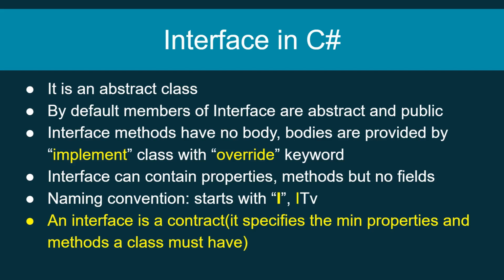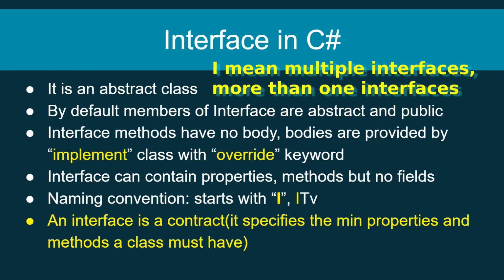An interface is a contract. This is very important: you need to understand that an interface is not like a normal class. It is just a contract. It specifies the minimum properties and methods a class must have. When you implement an interface in a class, that class must have all the properties and methods of that interface. You can inherit only from one class, but you can implement different interfaces. You will see that in the examples.